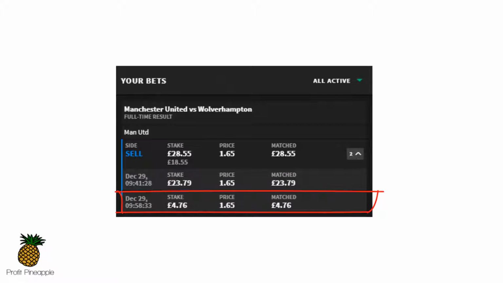The second lay bet, which had the stake of £4.76, we'll assume was a completely separate lay bet from a completely separate match betting offer with a different bookmaker. So obviously we wouldn't want to cash out of that one at all.